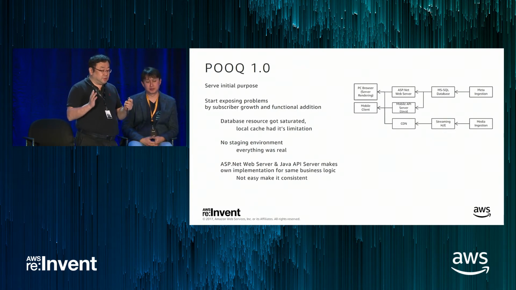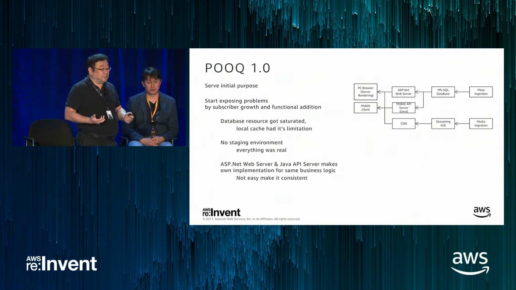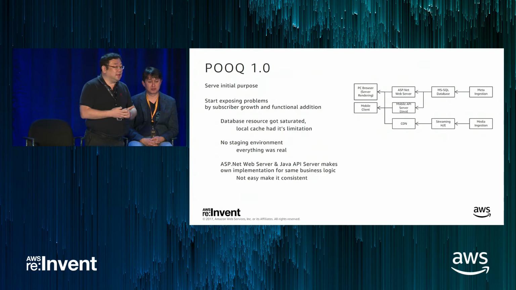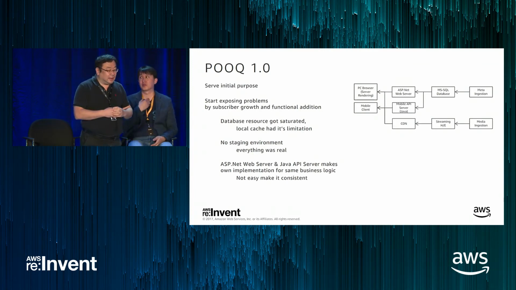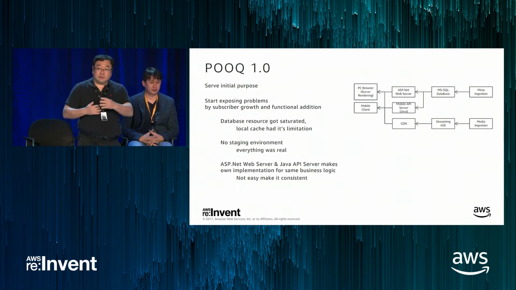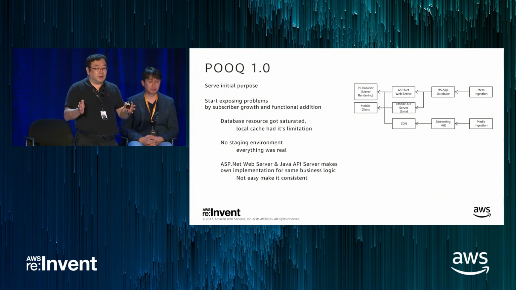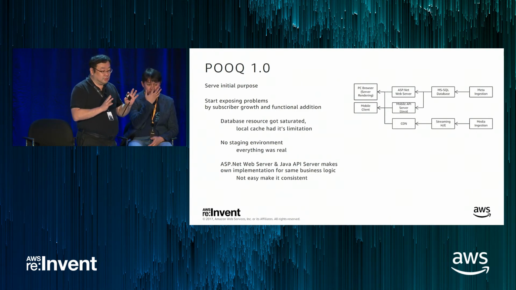Database resources got saturated. The local cache had limitations, which means it wasn't that good. And surprisingly, again, I emphasize that this was before my time, they were not using any source control system. I cannot imagine why, but they didn't. So what they did was change the source code directly on the running servers, and hopefully it synced everywhere. Everything was live: there was no staging system, no testing system. The developers developed their software on their own PCs and just rolled it out.